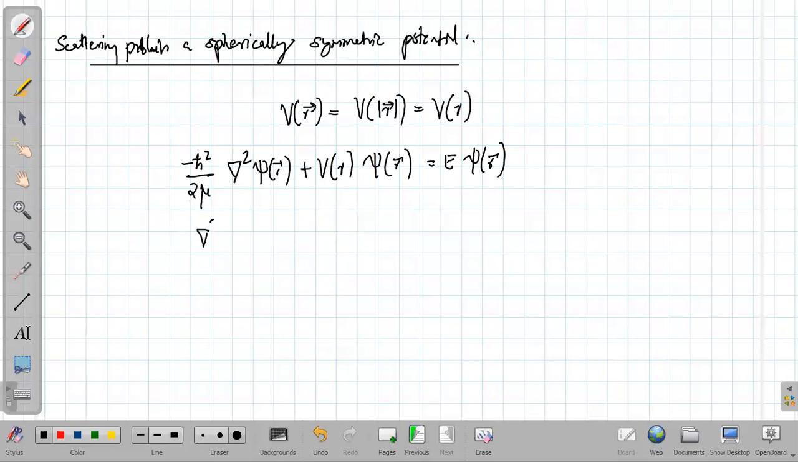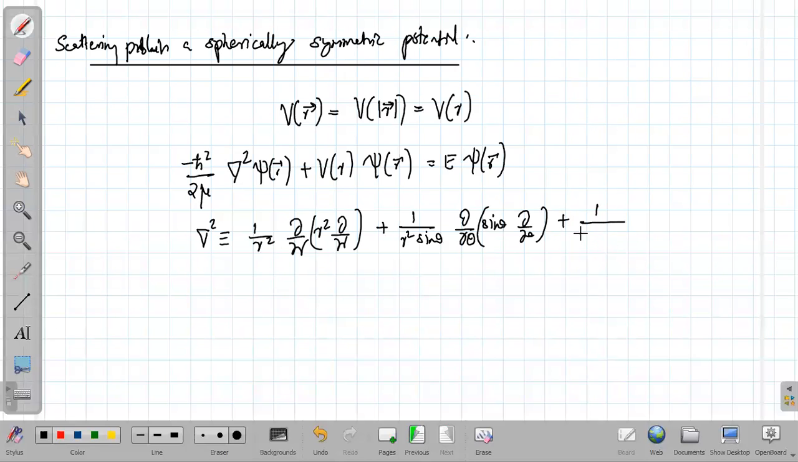The form of del square in the spherical coordinate system is 1 upon r square dou by dou r of r square dou by dou r, plus 1 upon r square sin theta dou by dou theta of sin theta dou by dou theta, plus 1 upon r square sin square theta dou square by dou phi square. So this we can substitute here.